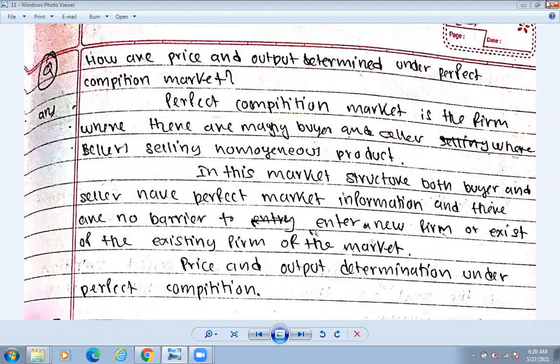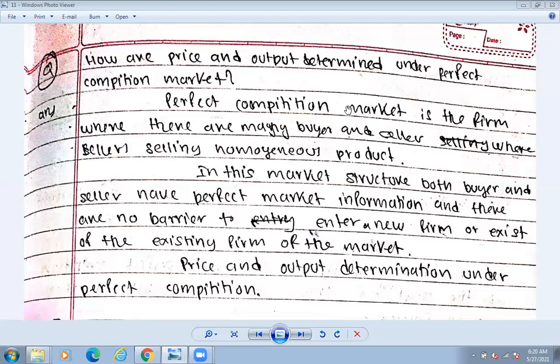In case of a perfect competition market, we are going to learn what will occur. Competition, C-O-M-P-E, right? Competition. This is not the spelling. It is C-O-M-P-E-T-I-T-I-O-N, competition, okay? So perfect competition, we need to know it.